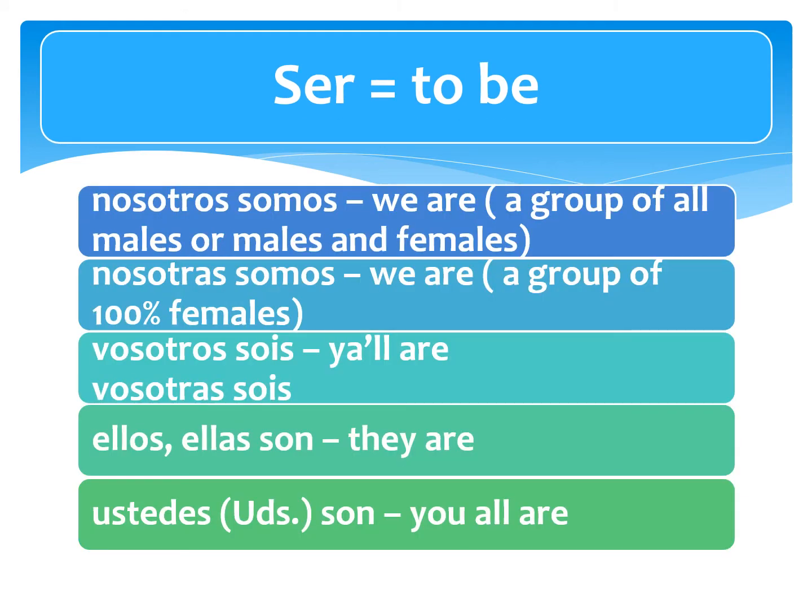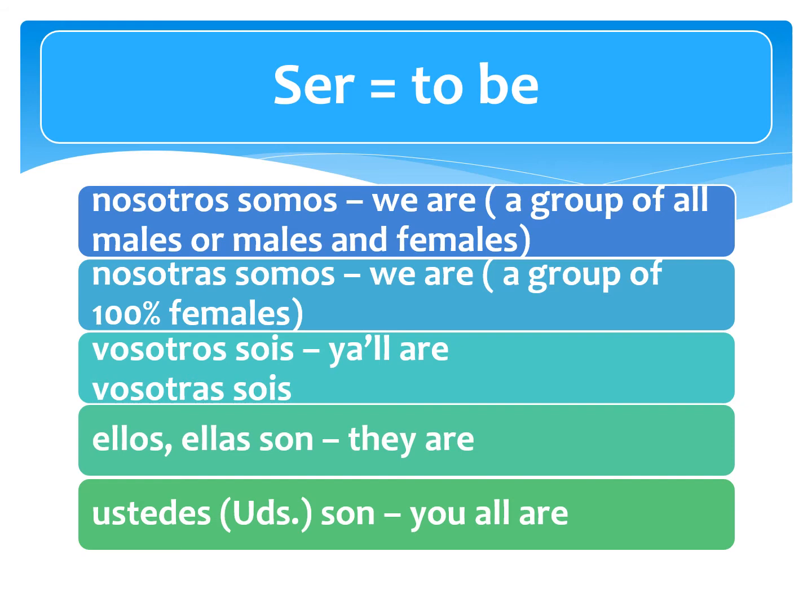All right, here's some more forms. We got somos, and it could be nosotros somos or nosotras somos. If it's somos, it just means we are. But if I say nosotros, that can mean we are, and it can be all males or a group of males and females. If I say nosotras, that has to be a group of 100% females.